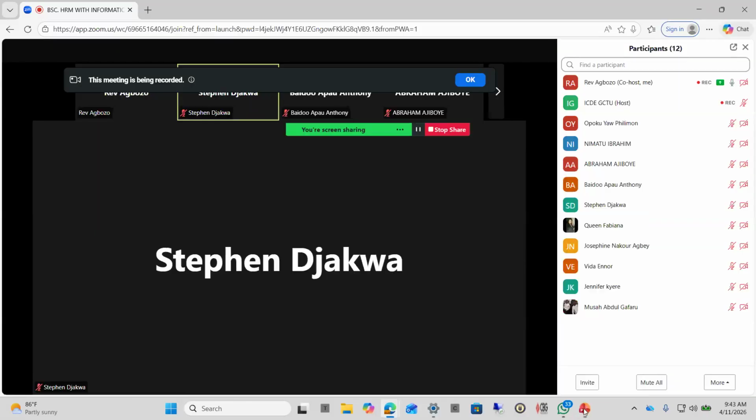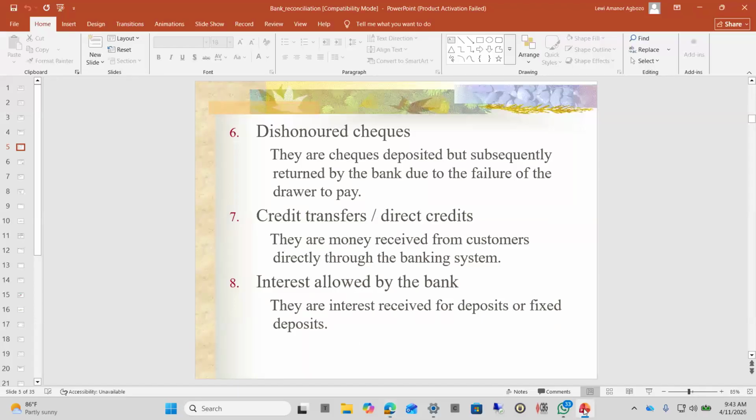Any other question before we move on? So I told you the reasons why a check may be dishonored. Is that correct? It's not in this slide, but you ought to know. As business students, you need to know reasons why a check could be dishonored. It is not always that there is no money in the person's account.